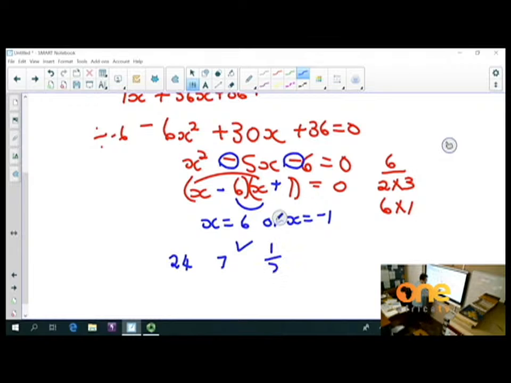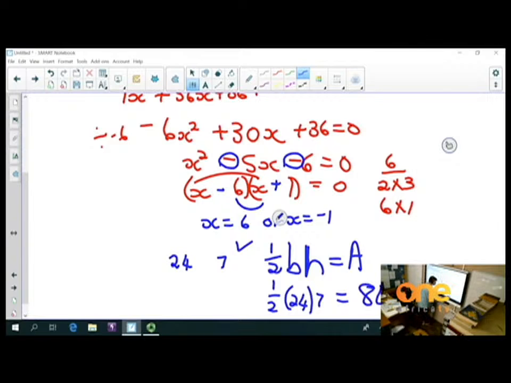So half base times height to find the area now, that's what we want, is then a half of 24 times 7, and the answer is 12 times 7, 84 square centimeters. 84 square centimeters then for that one.